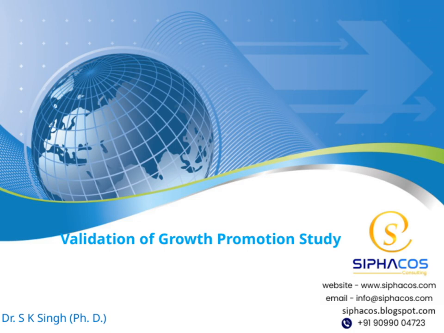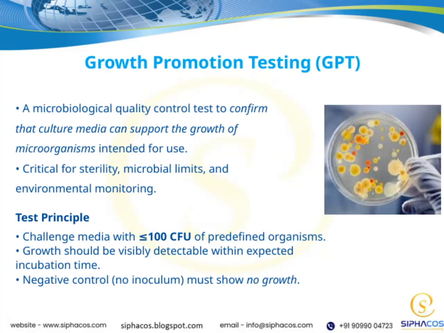Let's get started. Let's talk about the test principle. Basically, we challenge the media with a small amount of predefined organisms, specifically less than or equal to 100 CFU. The goal here is to see if the media can support the growth of these microorganisms. We expect growth to be visibly detectable within the expected incubation time, confirming the media's ability to promote microbial growth. Additionally, a negative control, which contains no inoculum, must show no growth. This helps us ensure that any growth we see is truly due to the organisms we added, not contamination.